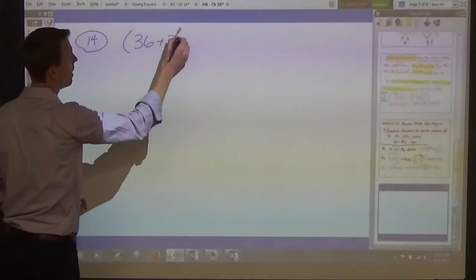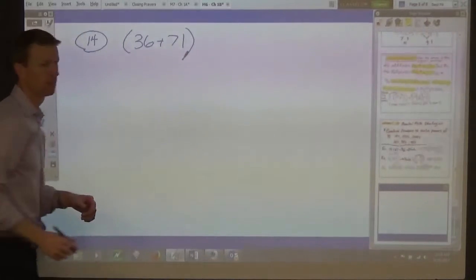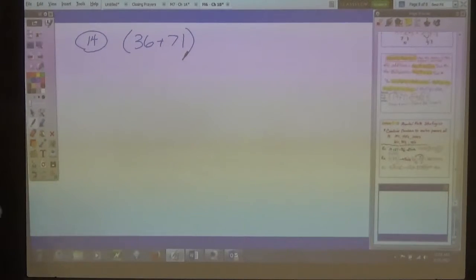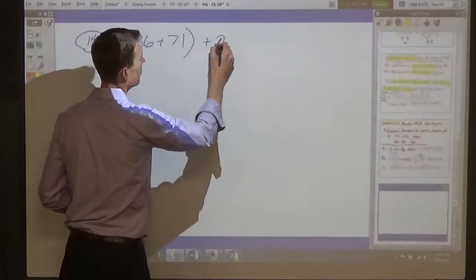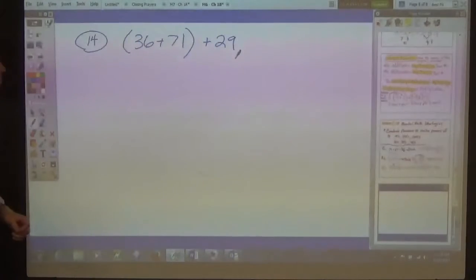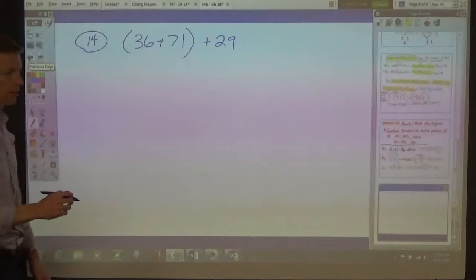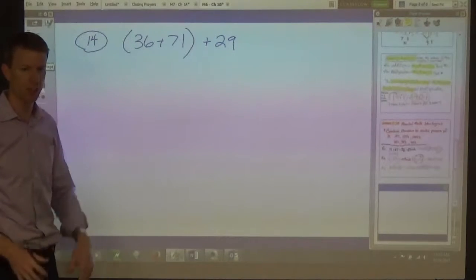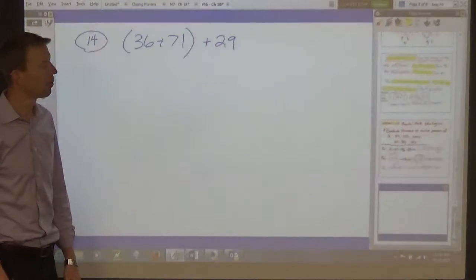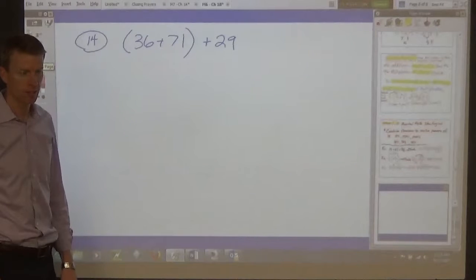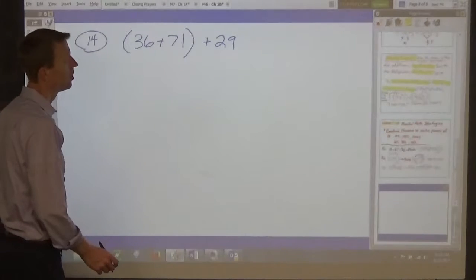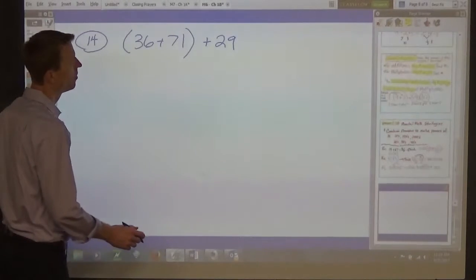36 plus 71 plus 29. Okay? Now, here's how I want you to do this. To show your work, to show me the mental process you're using, I want you to just rewrite it to use a mental math strategy.